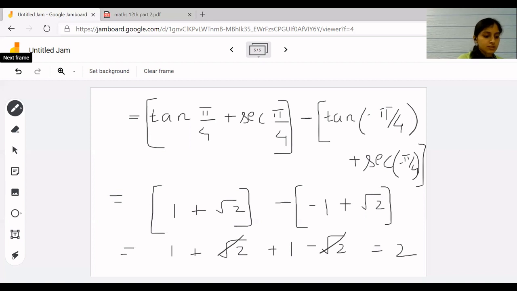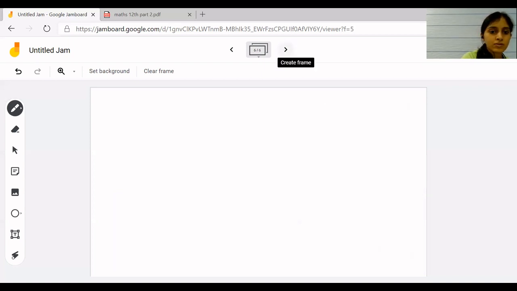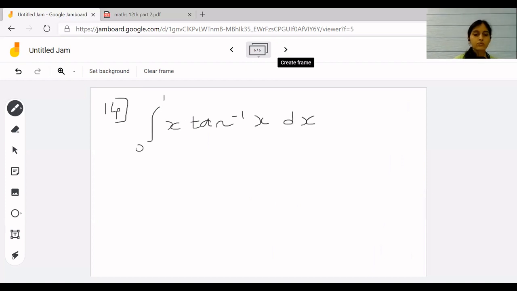I'm taking the next sum now, that is the 14th sum. Yes, so the 14th sum says integral 0 to 1 x tan inverse x. All these are sums from question 1 of exercise 4.2. So x tan inverse x, I is equal to this value. Let us try solving this.